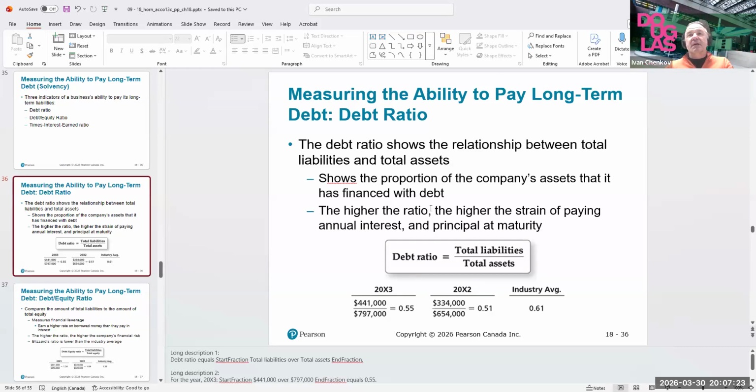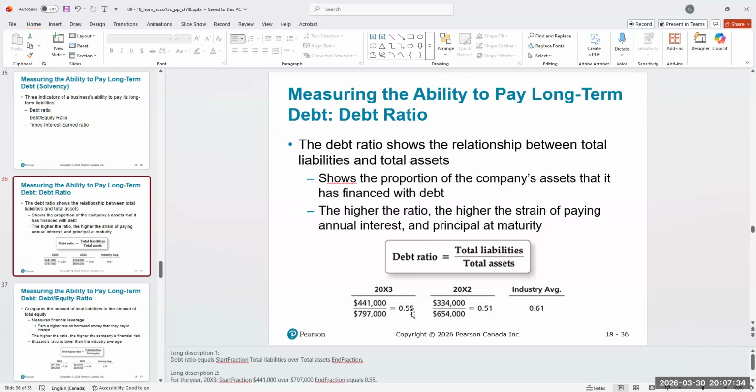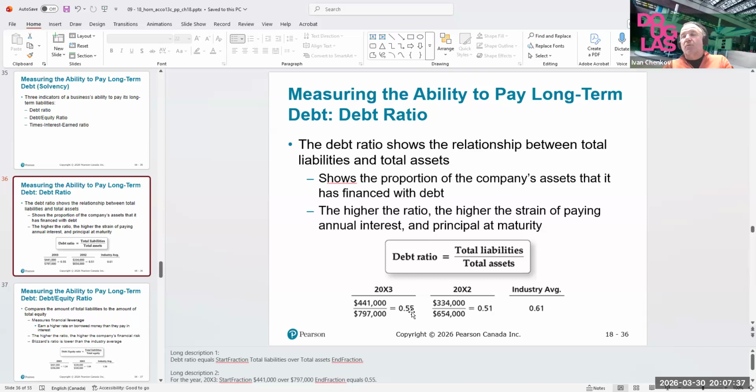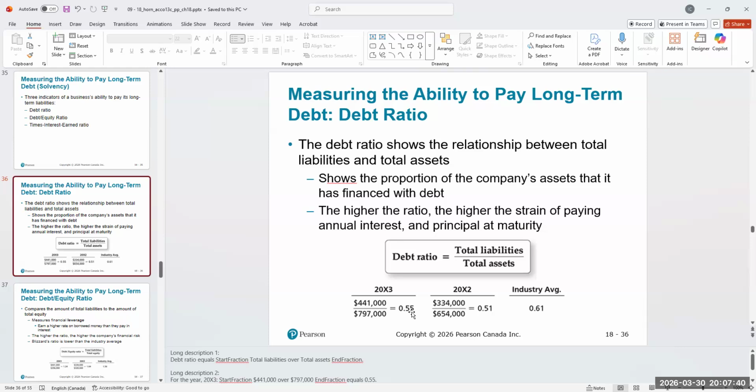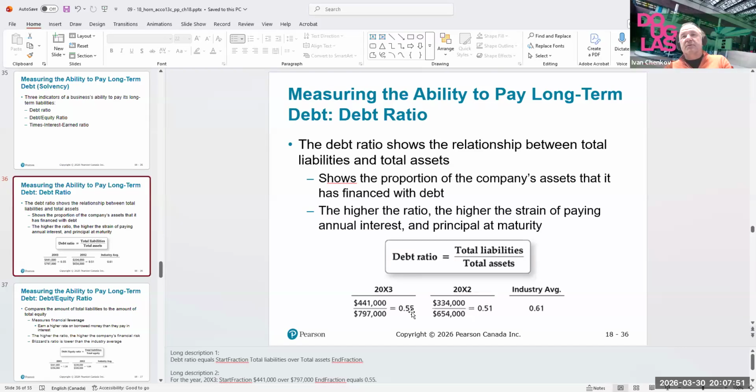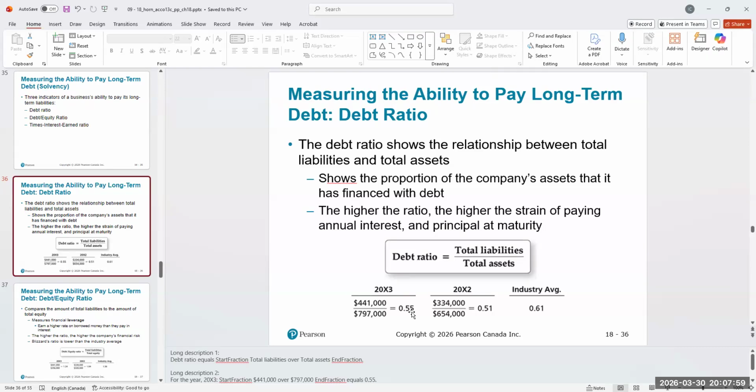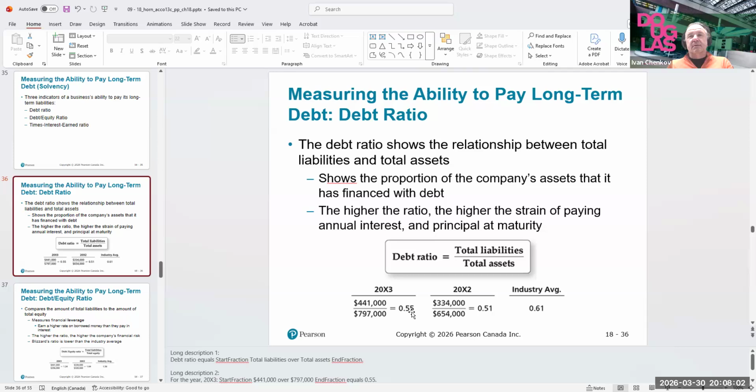If so, what's happening with this company then? Are they increasing debt or reducing the debt? I was about to say they're increasing the debt. Why didn't you say so? Because it's 0.55 compared to 0.51. Well, forget about the equity. We're talking about the debt ratio. Is it going up or going down? It's going up. So they're increasing the debt.